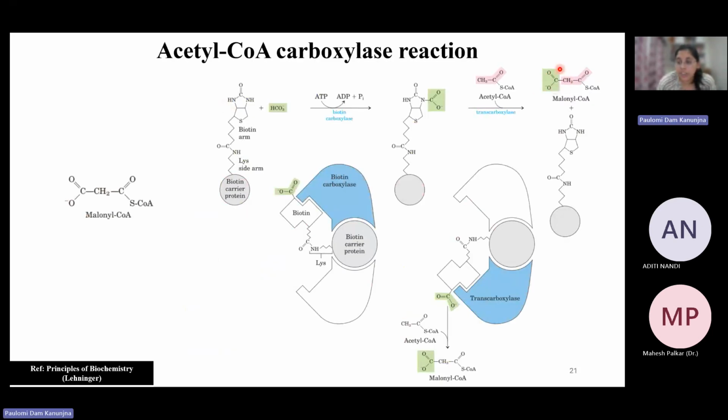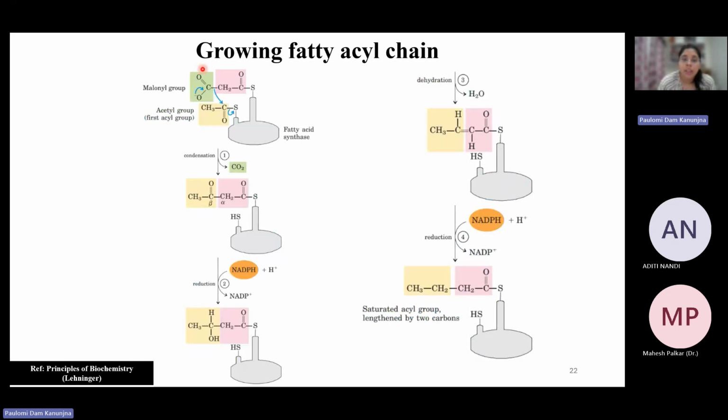This is in green, the carboxyl group. This is the acetyl coenzyme A backbone. Okay, together they make up malonyl coenzyme A. So you have malonyl coenzyme A here, the malonyl group and the acetyl group. Okay, now the enzyme that is catalyzing this entire synthesis is called fatty acid synthase, and we will look into this circular structure in a while.